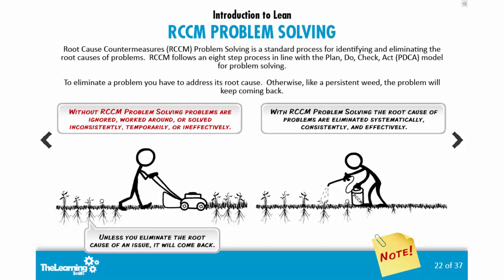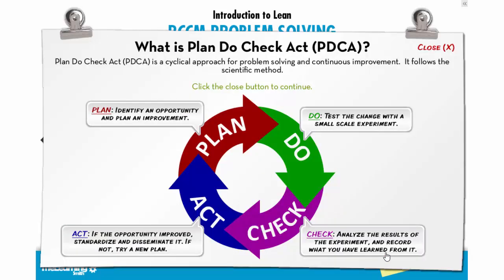Without RCCM problem solving, problems are ignored, worked around, or solved inconsistently, temporarily, or ineffectively. With RCCM problem solving, the root cause of problems are eliminated systematically, consistently, and effectively. Plan, Do, Check, Act is a cyclical approach for problem solving and continuous improvement. It follows the scientific method.